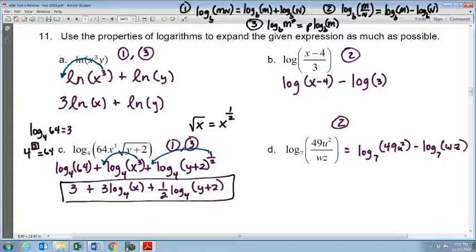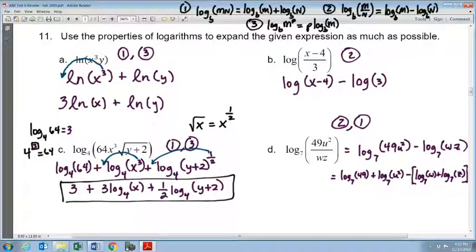Now, if you look at each of these, we can use the product rule. So it'll be the log base 7 of 49 plus the log base 7 of u squared minus the log base 7 of w plus the log base 7 of z. Now be careful here. We just replaced this log with these 2 logs. And so that minus affects both of the logs. And so what I want to do here is put parentheses, or you could just make both of the signs negative, which is what I'll do in the next step.